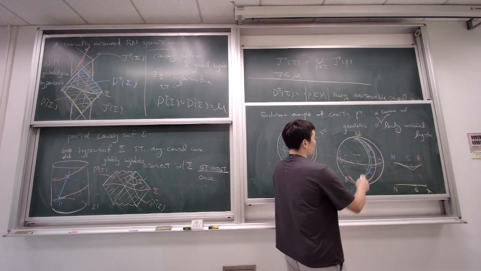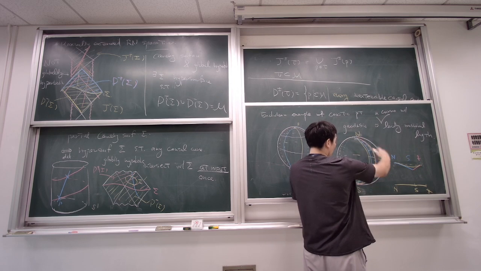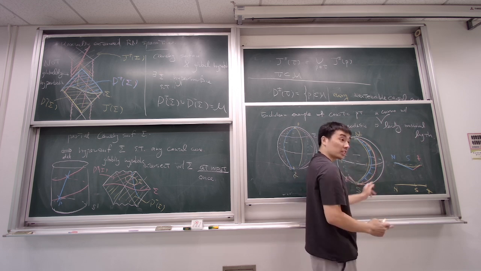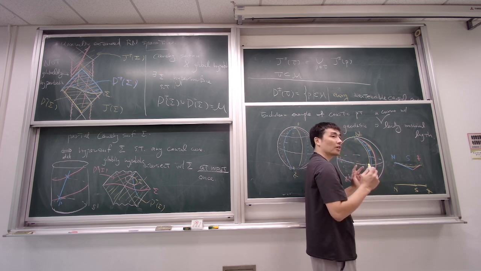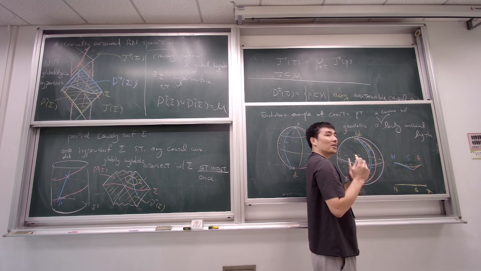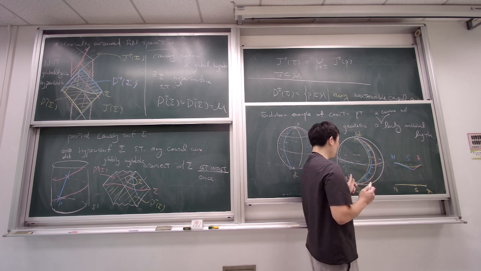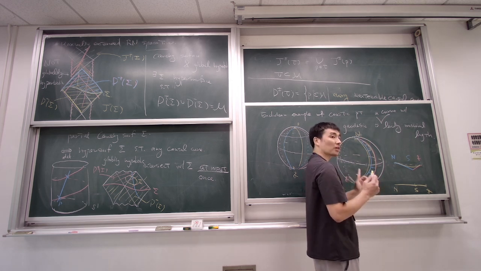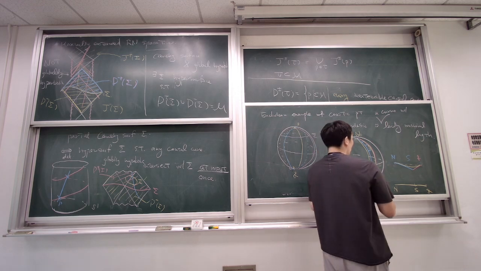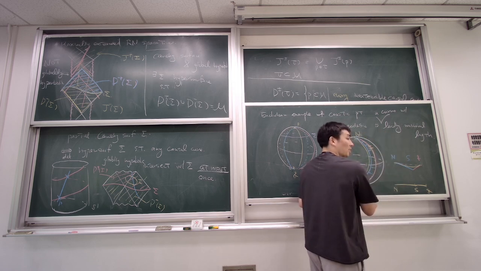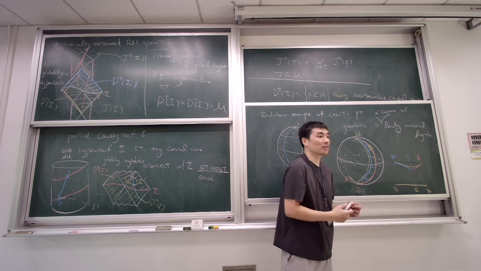So from north to Q, this red one is a geodesic, but not of minimal length. Not minimal globally. Locally, if you look at it locally, this is a minimal length, right? But if you look at it globally, it's not minimal length. That's what I mean.